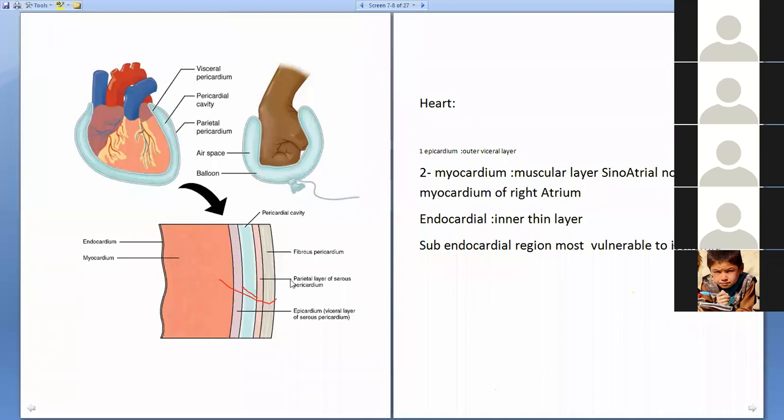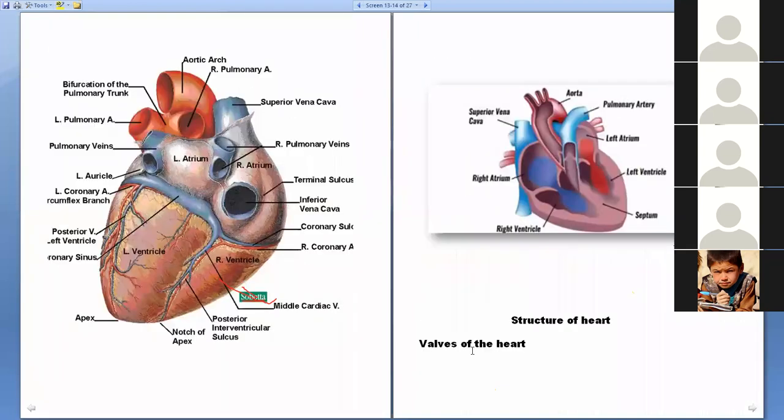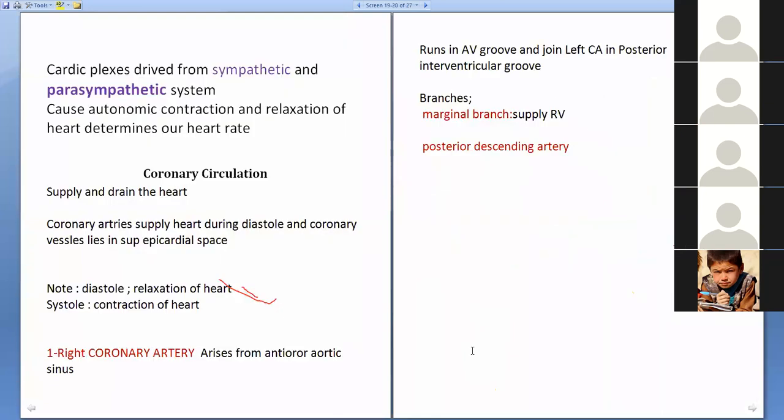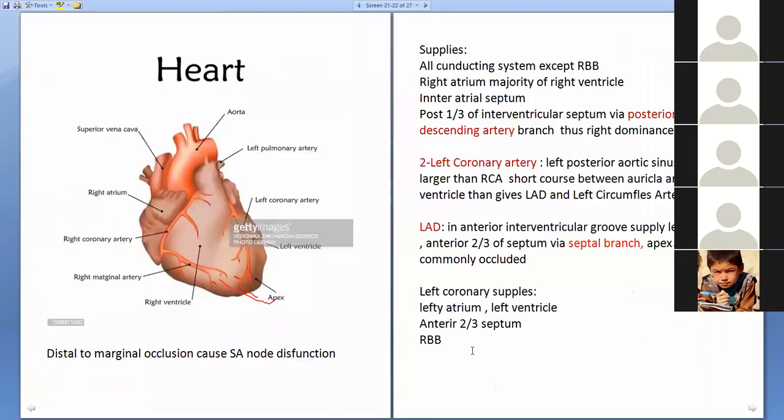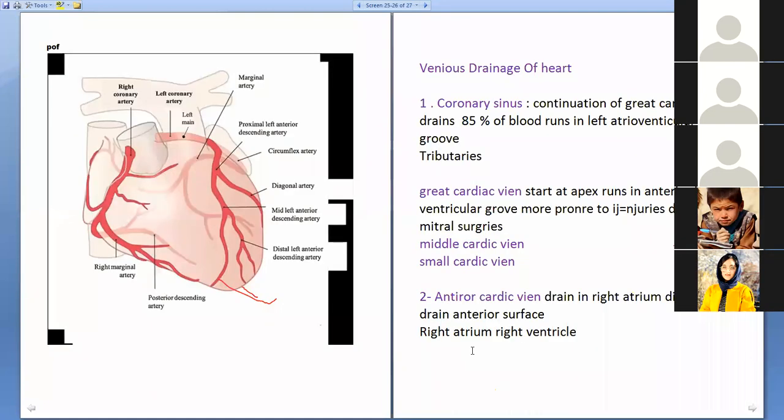First of all, where do the arteries of the heart arise from? I will show a picture. This is the blood flow of the heart. First, we will study the arteries of the heart. Then we will study the veins, the venous system of the heart, okay? This is the arterial system of the heart. We have two major arteries for the heart.